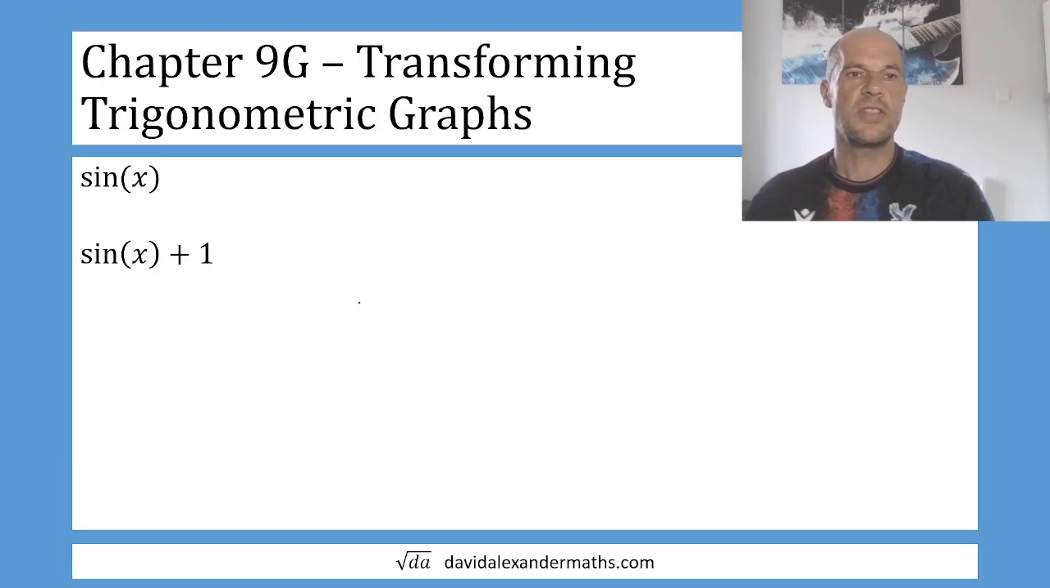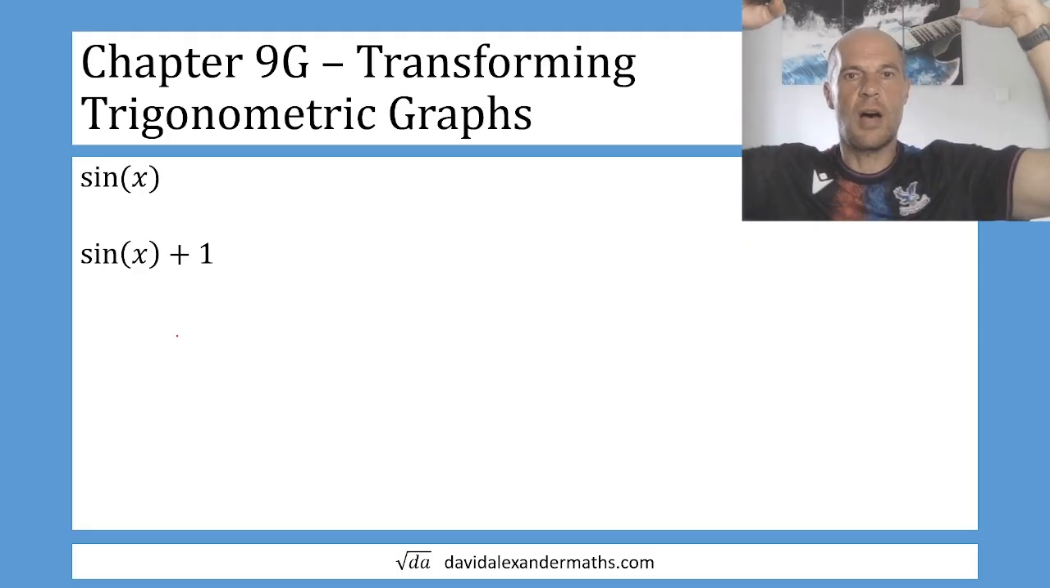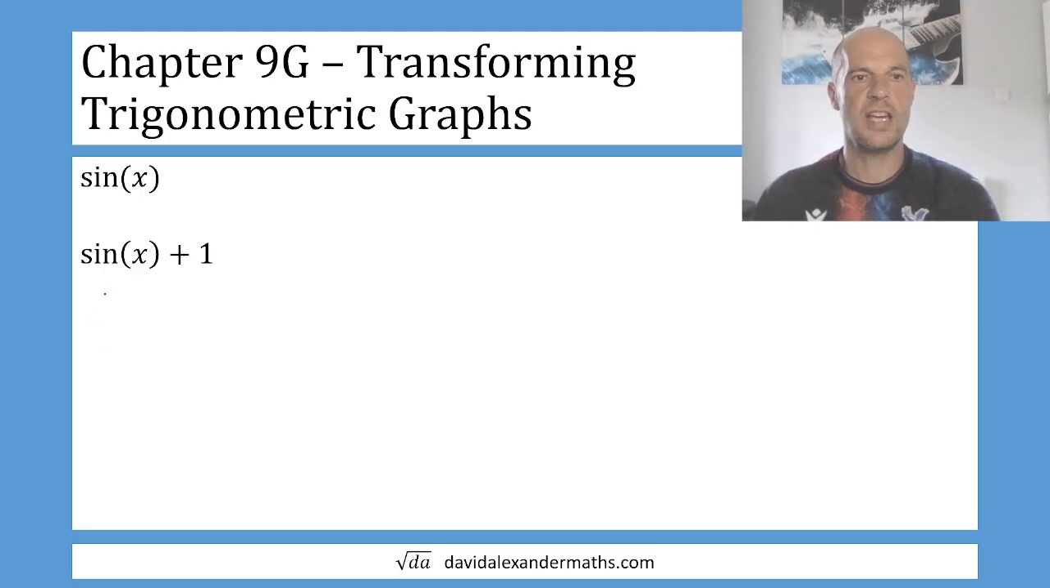So what's the difference between the graphs of sine x and sine x plus 1? Well, the graph of sine x plus 1 is the entire sine graph just shifted up 1 unit. So let's just think about what sine looks like. It starts at 0, goes up to 1, goes back through 0, goes down to -1 and back up to 0 again. So the key thing is it's got a maximum of 1 and a minimum of -1.